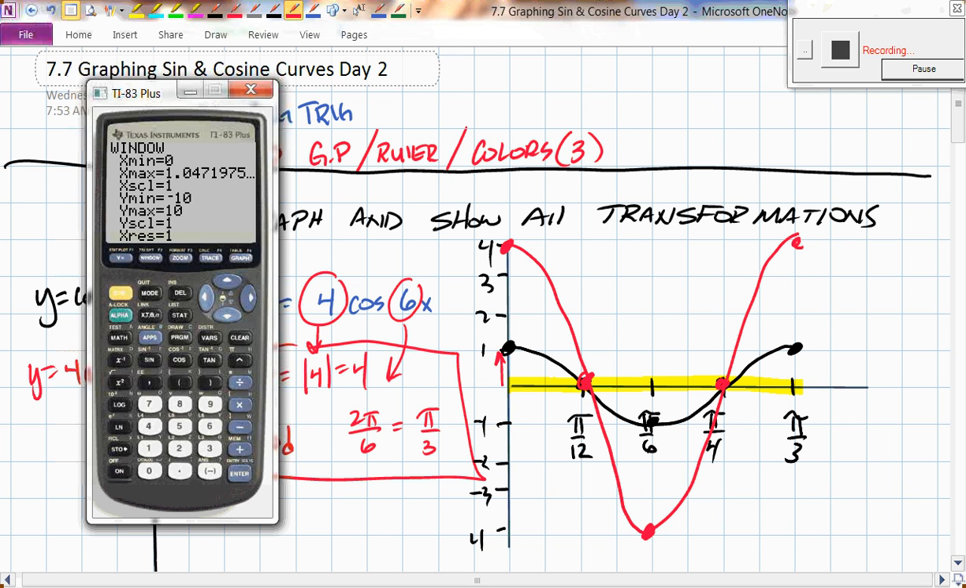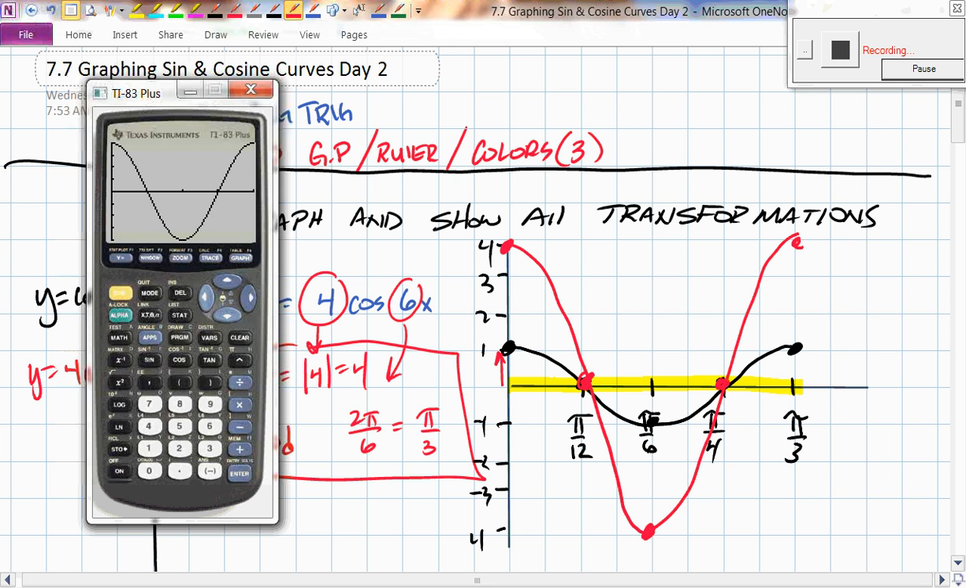Pi over 12. We're going by increments of pi over 12. So second pi divided by 12s. What's the lowest y value we have? Negative 4. And of course the highest y value we have is 4. Now if we did this right, then the picture on our graph should match exactly the picture on our paper.